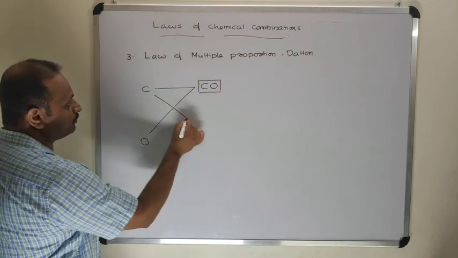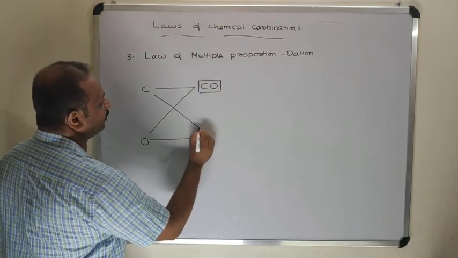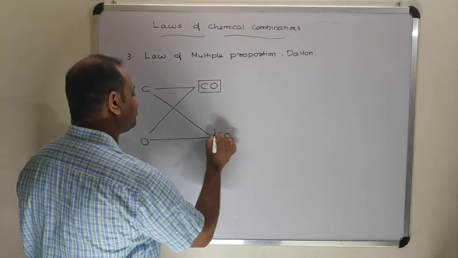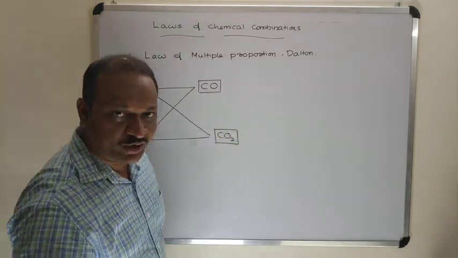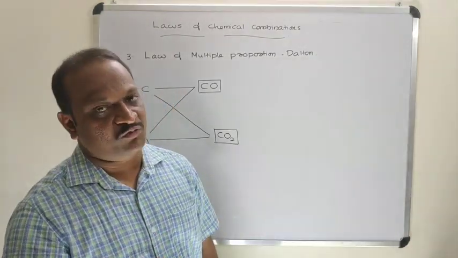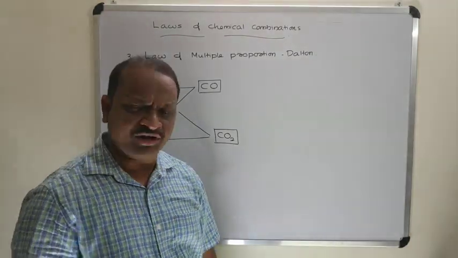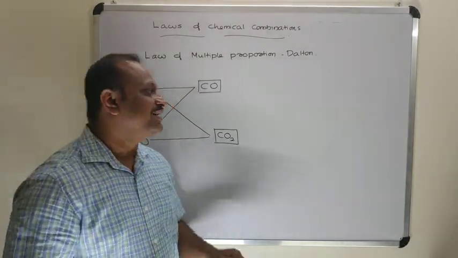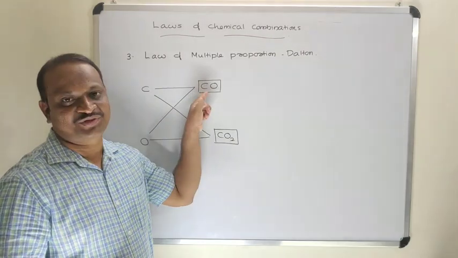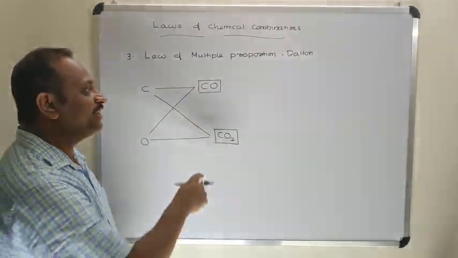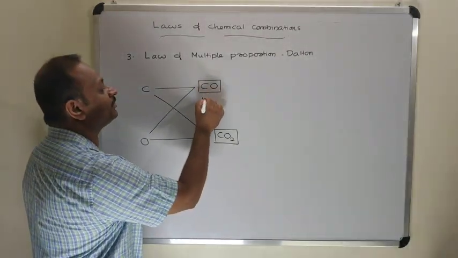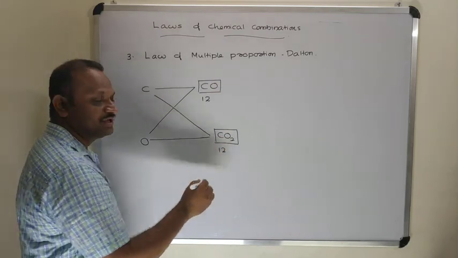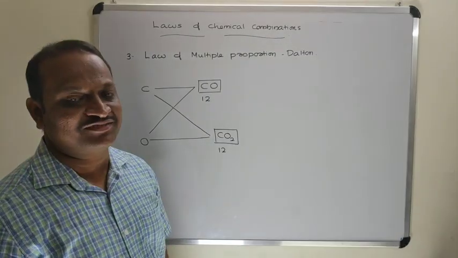Similarly, carbon and oxygen combine to form the second molecule. Let me say here carbon dioxide. So the first molecule is carbon monoxide and the second one is carbon dioxide. See, in these 2 compounds, you can see that carbon mass is fixed. What is the mass of carbon here? Here you know mass of carbon is 12. In this case also mass of carbon is 12. Means mass of carbon is fixed.